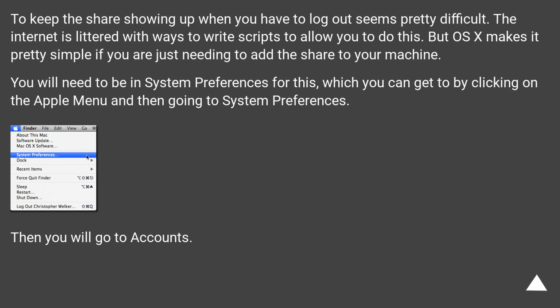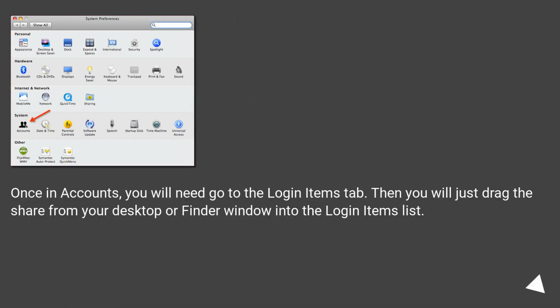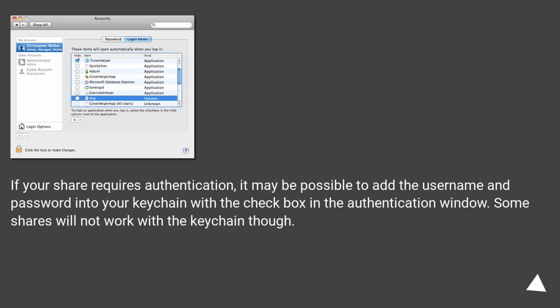Then you will go to Accounts. Once in Accounts, you will need to go to the Login Items tab. Then you will just drag the share from your desktop or Finder window into the Login Items list. If your share requires authentication, it may be possible to add the username and password into your keychain with the checkbox in the authentication window. Some shares will not work with the keychain though.